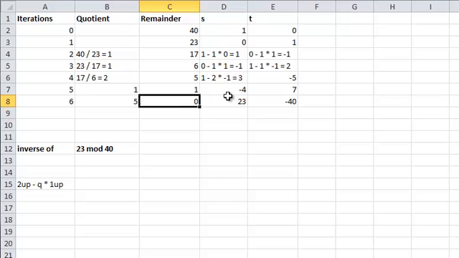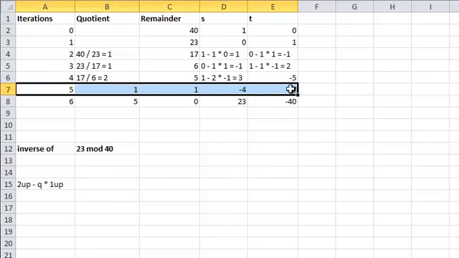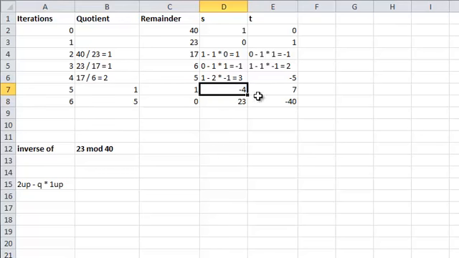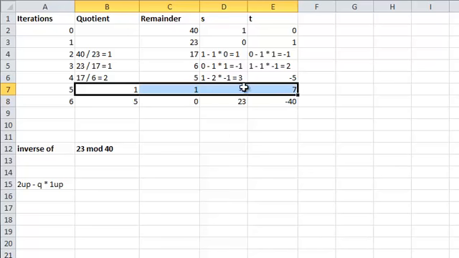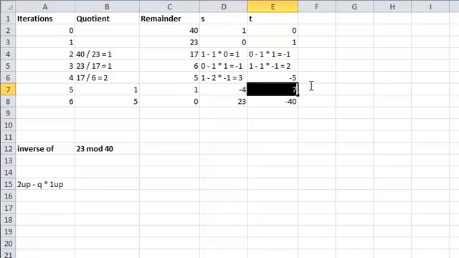So what you're looking at is when your remainder is equal to 1. So when our remainder is equal to 1, which is at iteration 5, we have an S value of negative 4, and what is important is the T value. So in a question like this, what is the inverse of 23 mod 40? The answer is going to be 7, just because when our remainder is 1, our T value is equal to 7.